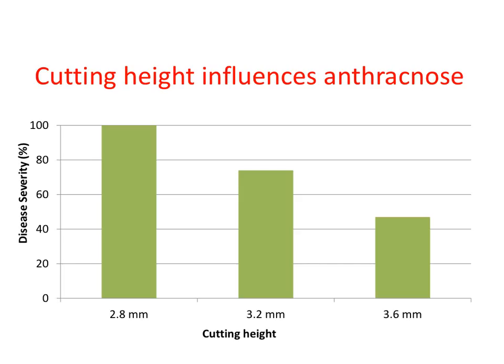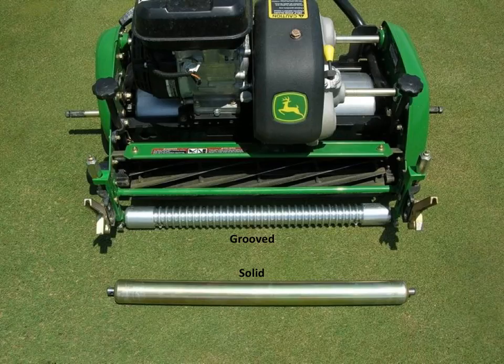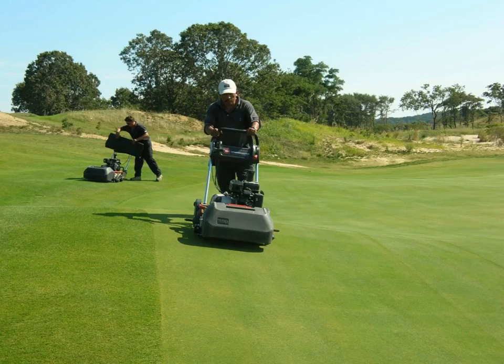The best management strategies are combinations, not just one adjustment. For example, raising the height slightly will help reduce the severity of anthracnose. Other potential adjustments include switching from grooved rollers to solid rollers, which will help reduce mowing stress during the summer. Other adjustments may include switching from a fixed head type mower to a flex head mower.